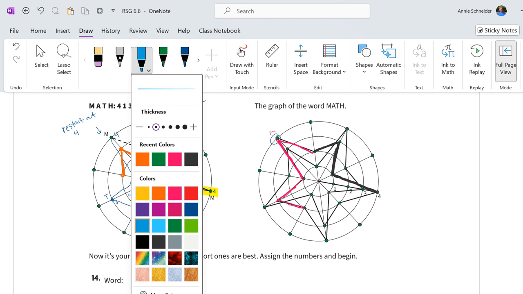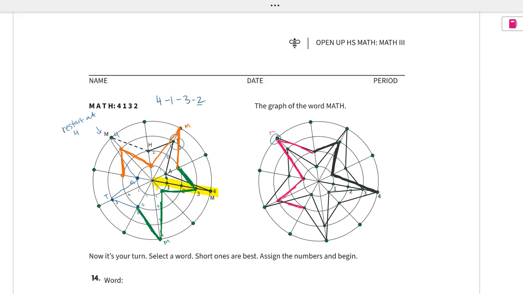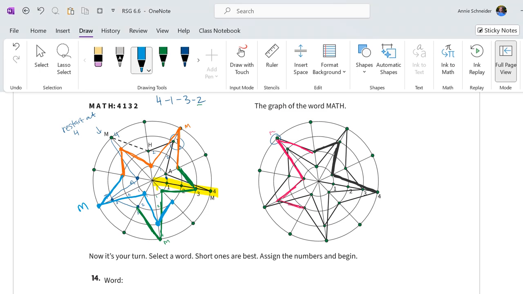Let's do this light blue color next, I guess. So we start back at 4. So this is our M, right? So M. A was 1. So we go all the way down here to 1. T was 3. So 1, 2, 3. We're right here. And then lastly 2. So 1, 2. So again, we still haven't quite connected yet. But on this very last one, we finally connect.